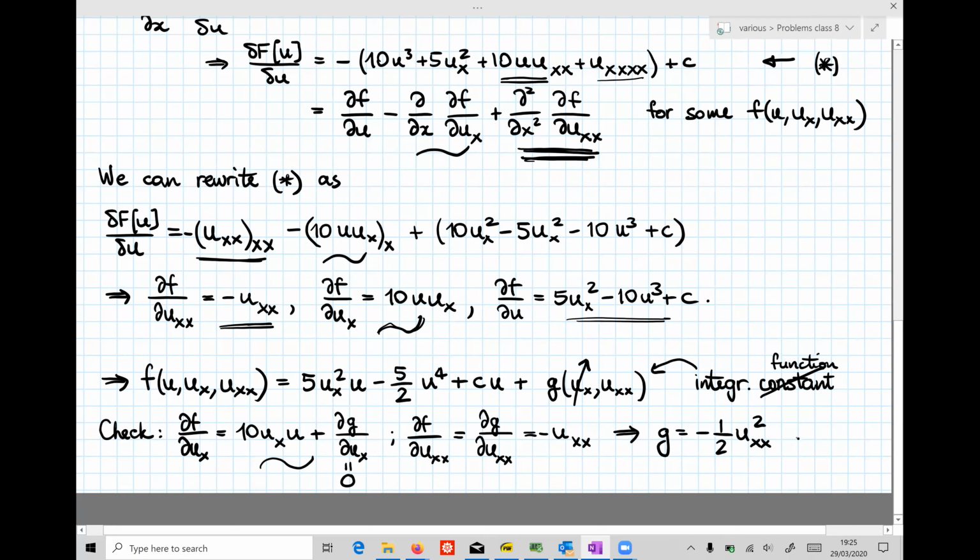Okay, so in principle now we still have an integration constant. Let me call it d. So now I'm going to do something that I shouldn't do, but you can see what I'm doing on the screen. I'm going to replace g here just by minus uxx minus a half uxx squared plus d, where d is still an integration constant.